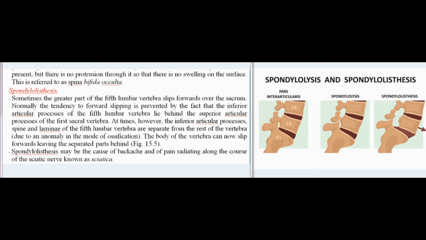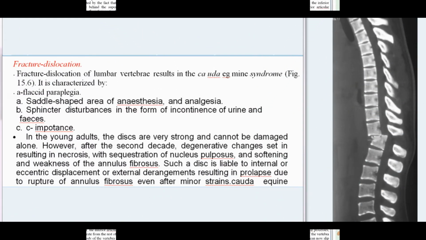Spondylolisthesis may be the cause of backache and of pain radiating along the course of the sciatic nerve, known as sciatica. Fracture dislocation. Fracture dislocation of lumbar vertebrae results in the cauda equina syndrome, Fig 15.6. It is characterized by flaccid paraplegia, saddle-shaped area of anesthesia and analgesia, sphincter disturbances in the form of incontinence of urine and feces, and impotence.